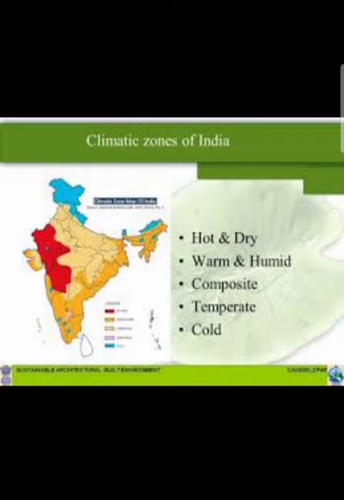Before going to the topic, what is climate? What is the other word for climate? In previous classes in geography, your ma'am has taught weather. The other name for climate is weather, or it is also called winner, W-I-N-N-E-R. What is climate? The normal weather condition of a particular region.